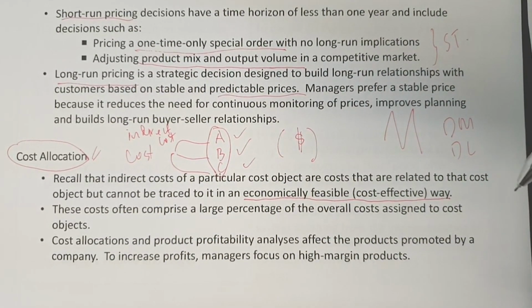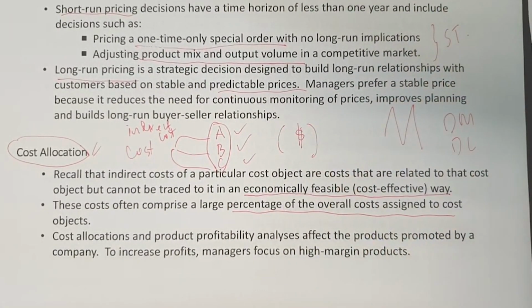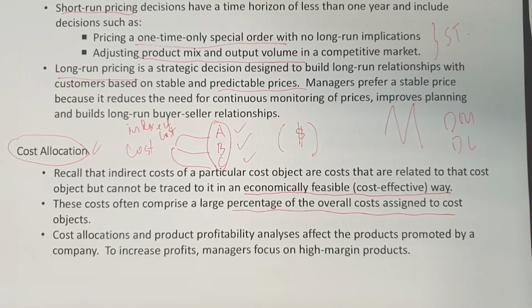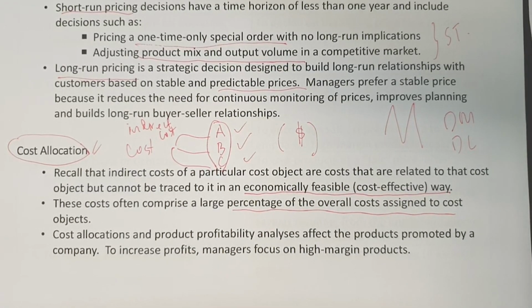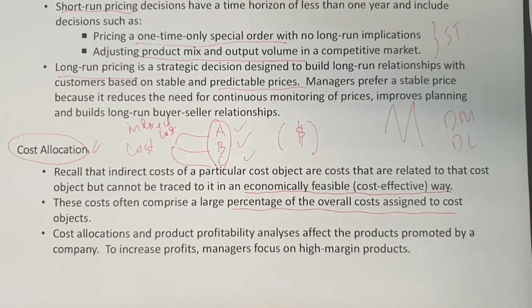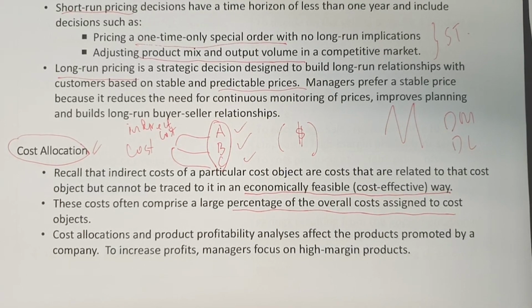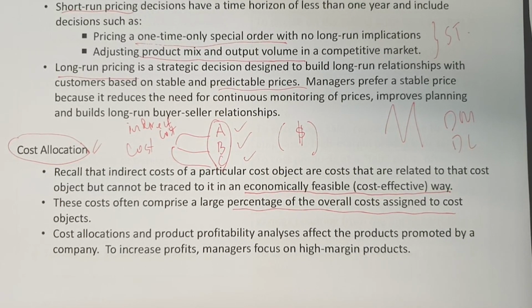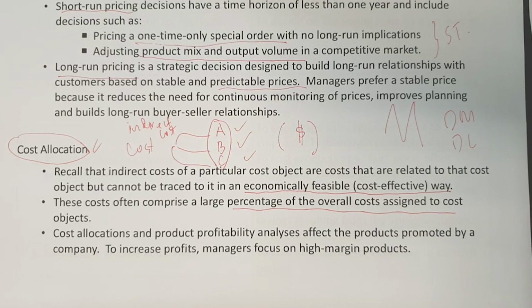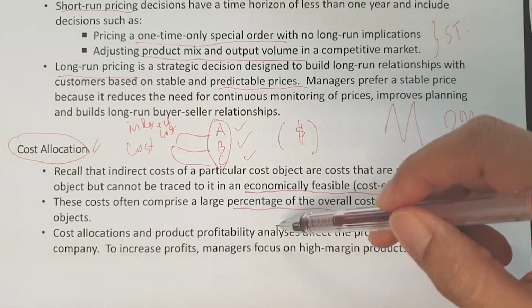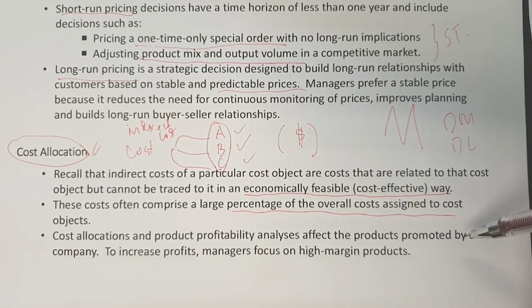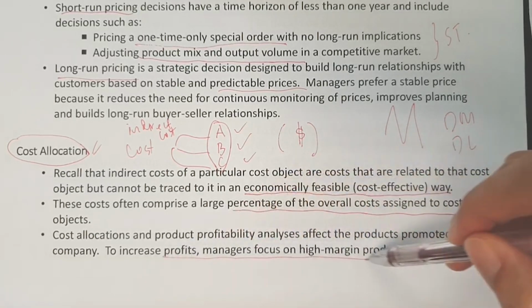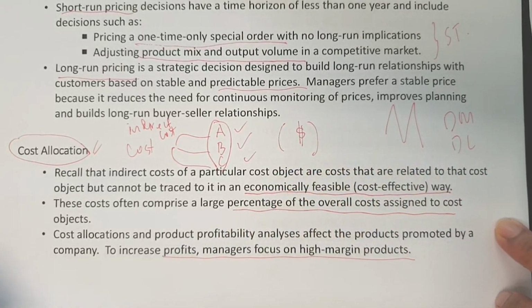These costs often comprise a large percentage of the overall cost assigned to the cost object. Because why? Because they comprise many things like electricity, for example, like telephone bills, for example. So it is difficult to charge based on a specific item in the company, but it actually plays important roles in the organization. Cost allocation and product profitability analysis affect the products promoted by the company. To increase profits, managers focus on high-margin products.